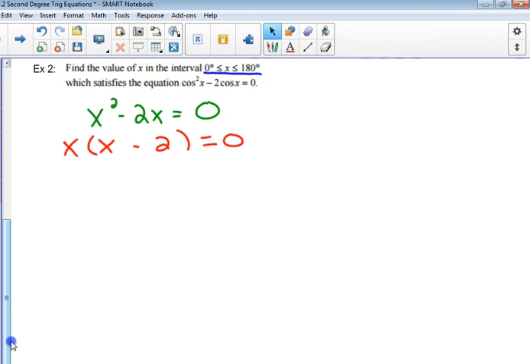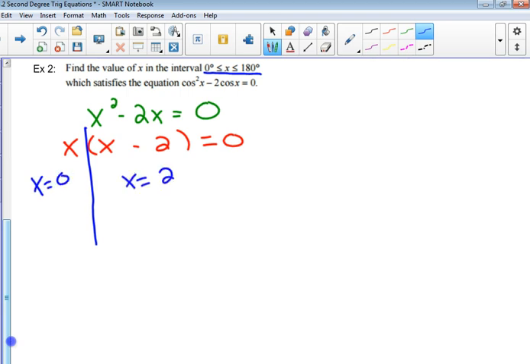Now when you set these equal to 0, you would have x equals 0 and x equals 2. Not bad. Last step, make sure you're careful to realize what trig function you were using. It's cosine. So this is really cos x equals 0 and cos x equals 2.